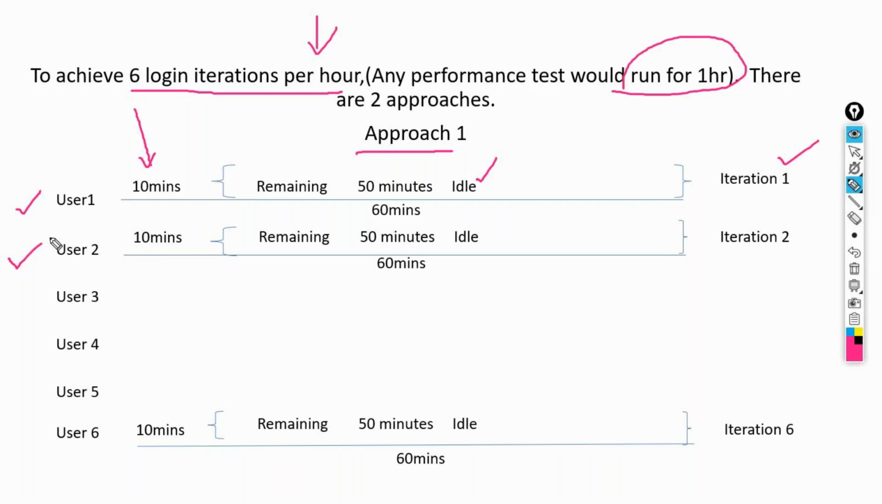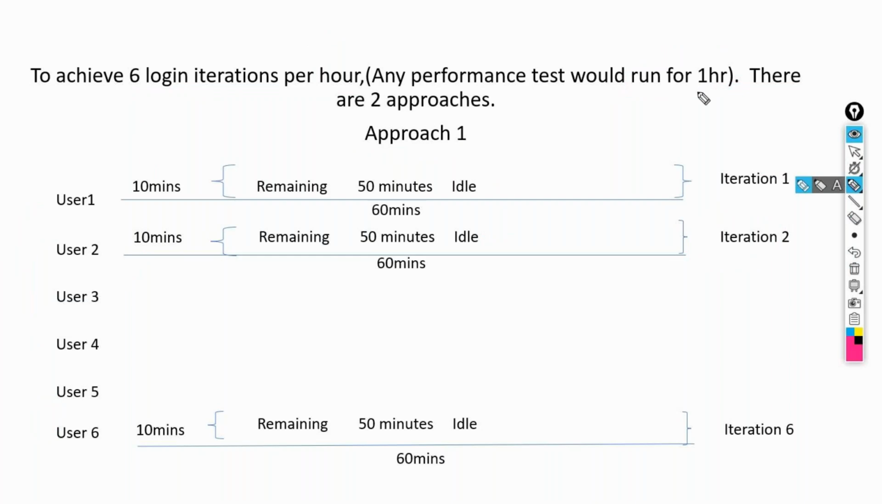There is user two. Again, user two completed the iteration in the first 10 minutes and remained idle for the remaining 50 minutes. In this way, iteration 2 is also completed. There is user 3, user 4, user 5, user 6. Now, user 1, user 2, user 3, user 4, user 5, user 6, all 6 users completed one iteration each. In this way, 6 iterations are completed.